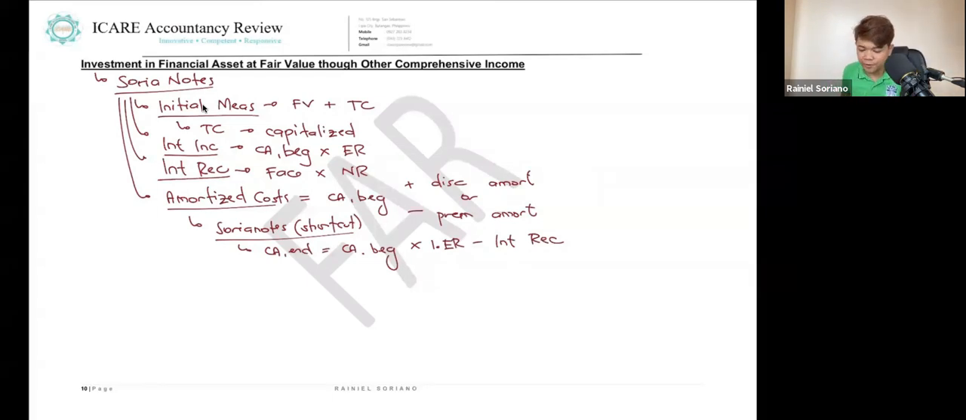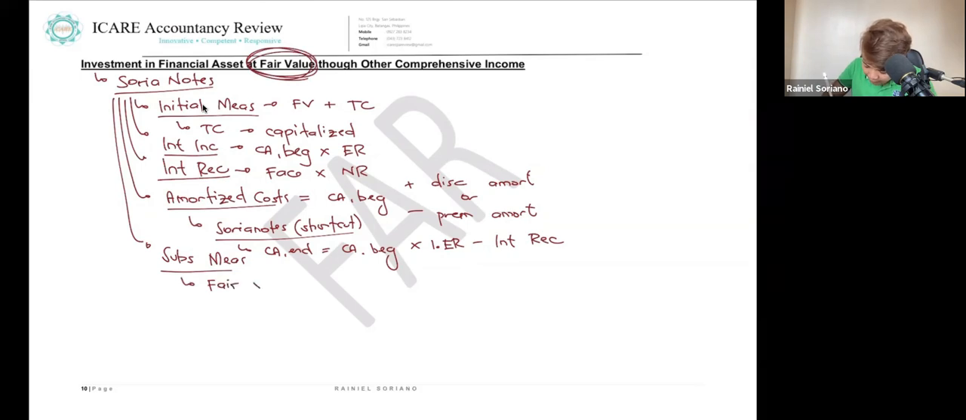Okay? Now, hear me out. Compute po natin or ibigay natin ngayon yung subsequent measurement. So, sir, what will be the subsequent measurement of the investment? Okay? Amortized cost pa rin po ba? Hindi na. Sabi ko nga, mag-base ka sa pangalan. Anong meron dito? Investment in financial asset at fair value. Ibig sabihin, the subsequent measurement will be the fair value po. Hindi po at amortized cost. Again, subsequent measurement is fair value.